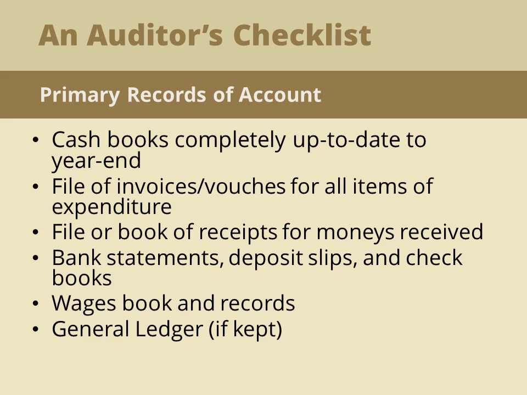The primary records of account will include cash books completely up to date to the year end, a file of invoices or vouchers for all items of expenditure, a file or book of receipts for monies received, bank statements, deposit slips and checkbooks, wages book and records, and a general ledger if kept.